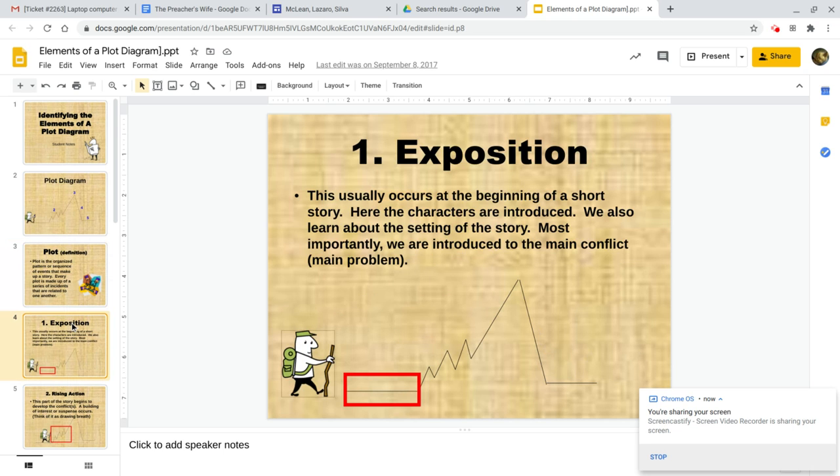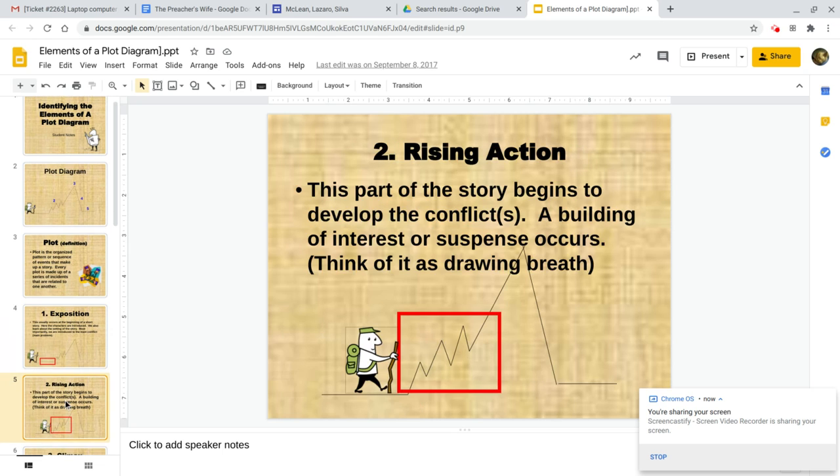First one is the exposition. It usually happens at the beginning. It's when characters are introduced, you find out about the setting of the story, but most importantly, you find out a little hint at what the main conflict or problem might be in the story.